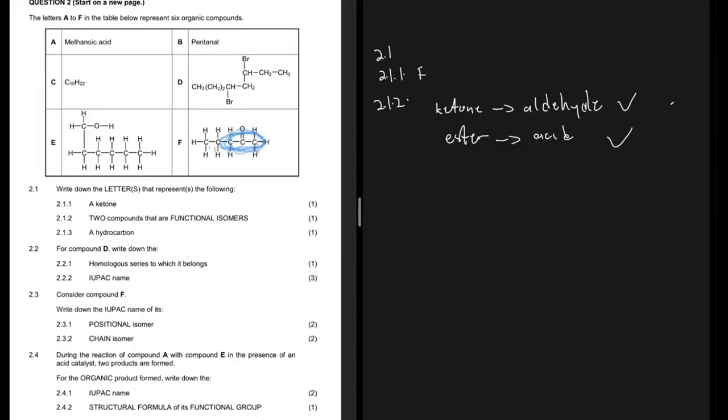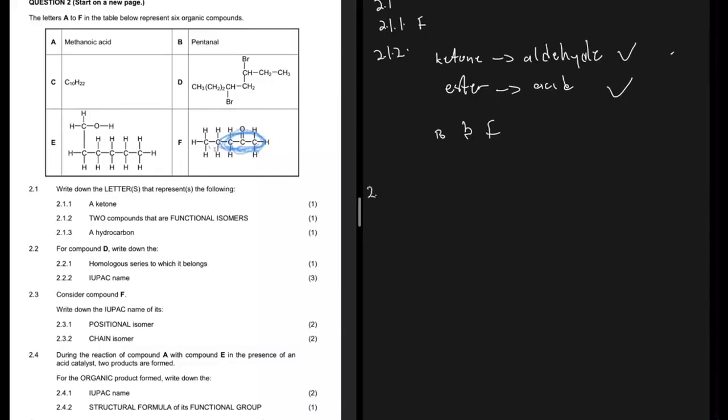Let's look and see if we have an aldehyde that has 5 carbons. E is not an aldehyde. D is not an aldehyde. C is not an aldehyde. B is an aldehyde, and it says pentanal. You know that it says meth, eth, prop, but, pent, right? So it has 5 carbons. So the 2 compounds that are functional isomers are B and F. It's aldehyde and ketone. Let's move ahead.